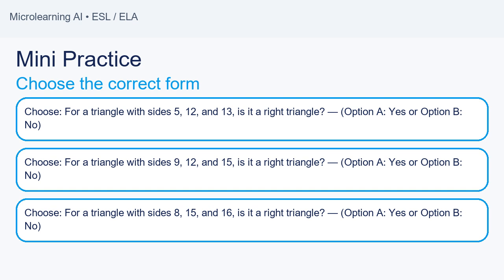3. For a triangle with sides 8, 15, and 16, is it a right triangle? Option A, yes, or option B, no. Answer option B.